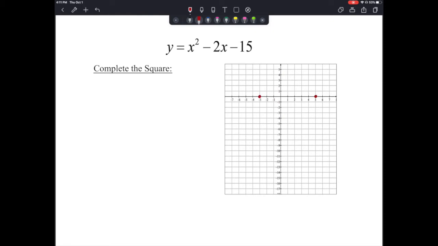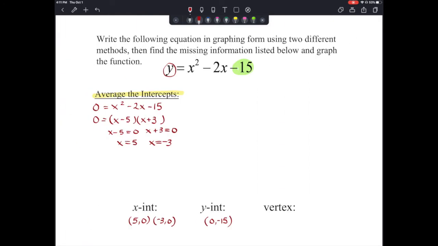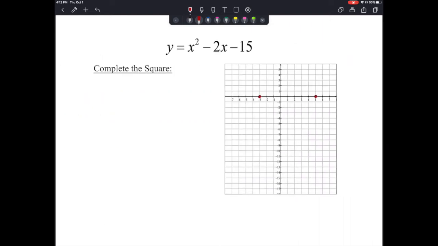Well, to actually find the vertex, we're going to take the x-intercepts and average them. So to do that, we're going to say x equals the average of 5 and negative 3. So we're going to add them together and divide by 2. 5 plus negative 3 is going to be 2. Divided by 2 gives us 1. So x equals 1 is our axis of symmetry. So that tells us here that our vertex lies on this line that runs straight down between those two x-intercepts.